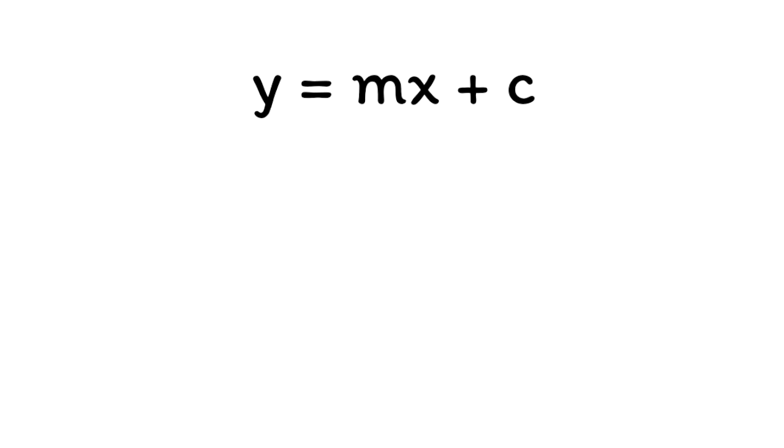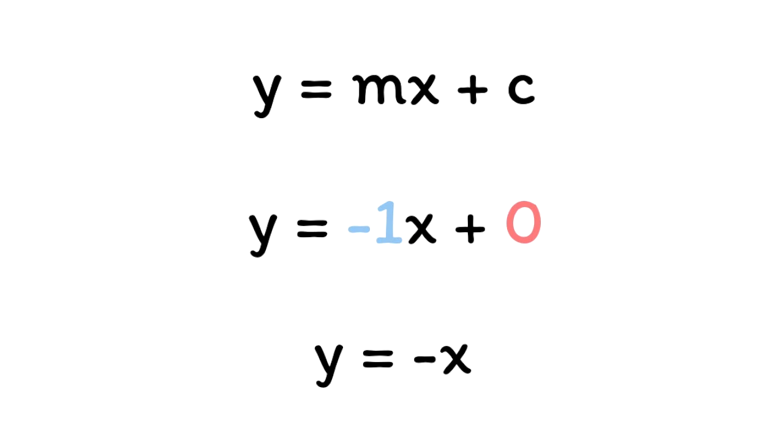I can replace M and C in the equation with what I now know to be minus 1 and 0, and then I can simplify. Remember, in algebra, ones are left unwritten, so it would just be y equals minus x. And because C is 0, I don't need to write anything there. So the full equation will be y equals minus x.